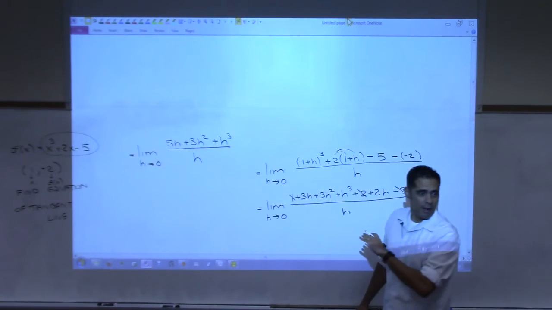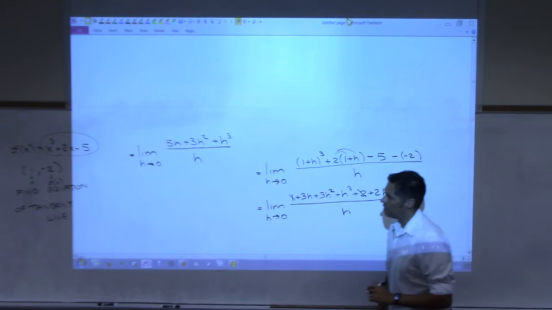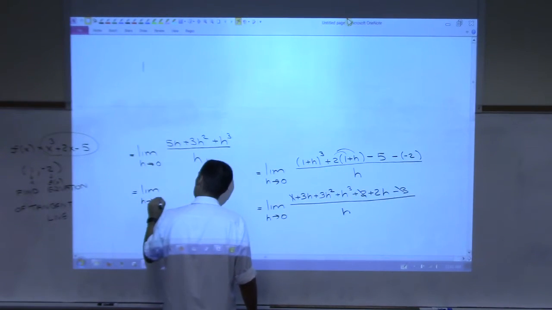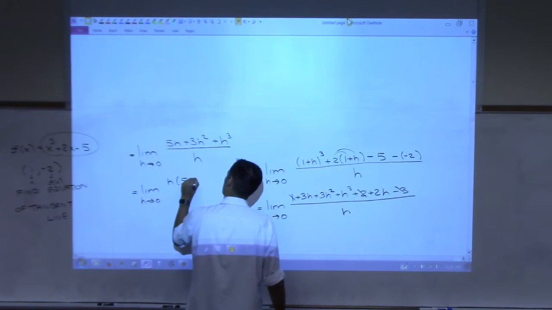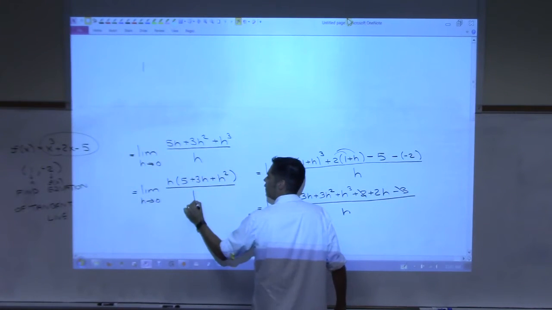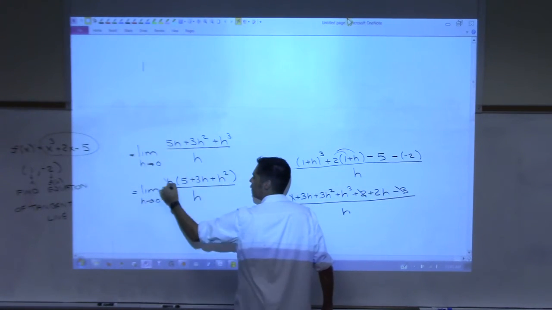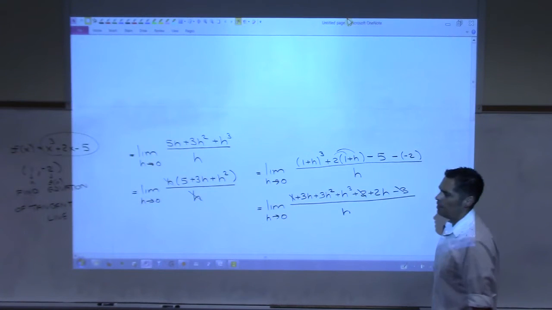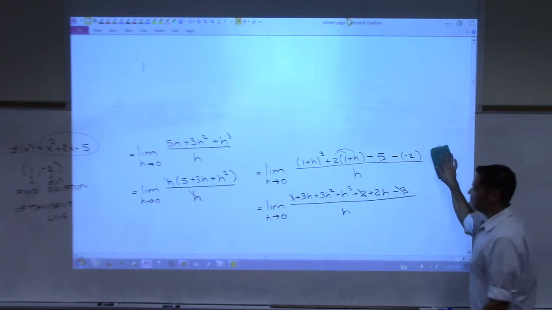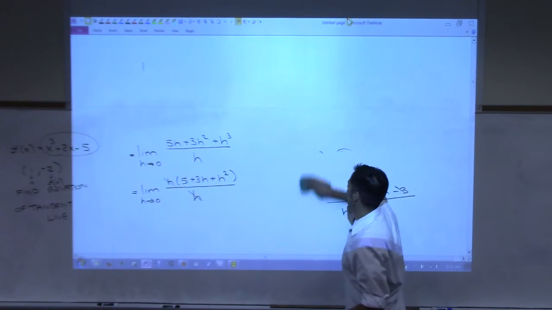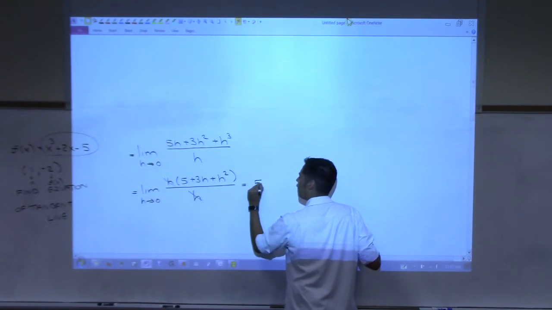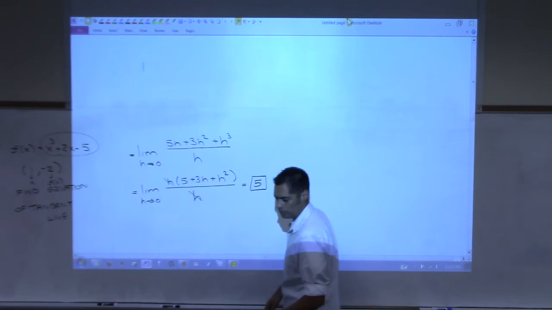Everything has an h in it, right? That's good news, because I can factor an h out of the numerator. One factor of h out of each one, cancel the h's. And now at this point, let h go to 0. Take your limit. And what happens when you take the limit here? It just goes to 5.